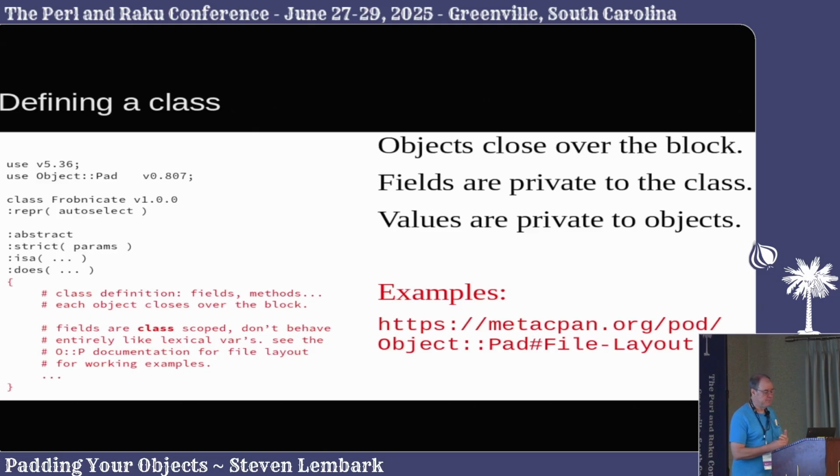Inside the block is where everything you're going to define about this class goes. This is going to have your fields, it's going to have your methods, anything you want to know about the class other than these attributes goes inside this block. One thing is that fields are class scoped. They don't behave entirely like lexical variables. You have to read the documentation for a few edge cases, but if you think of them as lexicals in the scope of an object, then you'll be pretty much right.